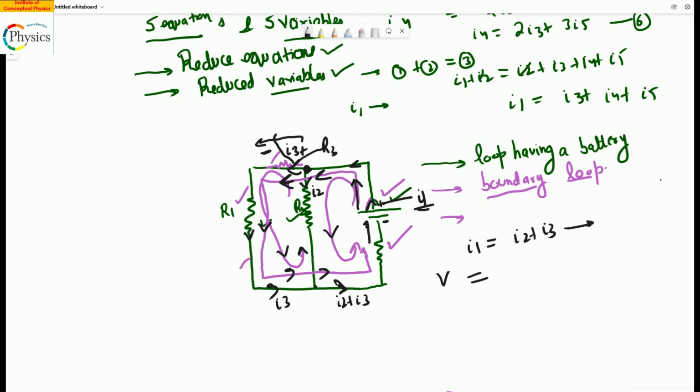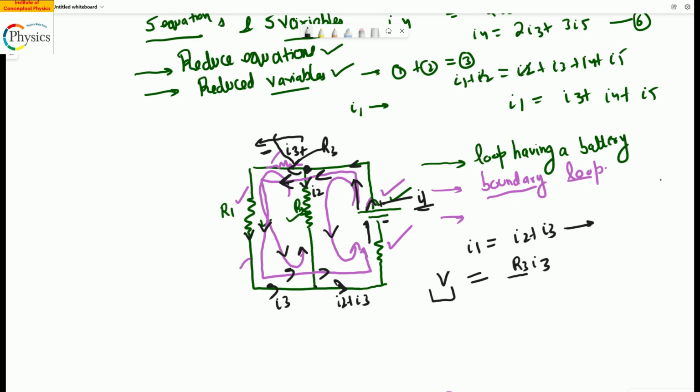Both have to be considered. If they're in the same direction, I will write the drop as a positive drop on the right hand side. This is a gain. I am writing drop. A drop is positive if the loop direction and the current direction is common. So this is R3 I3.